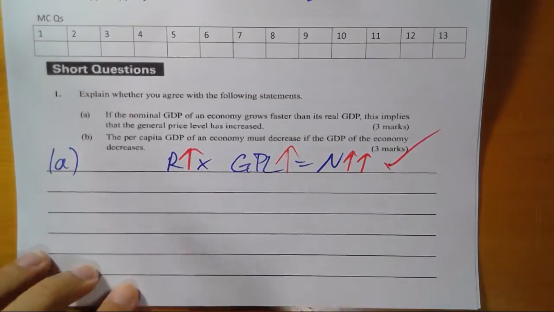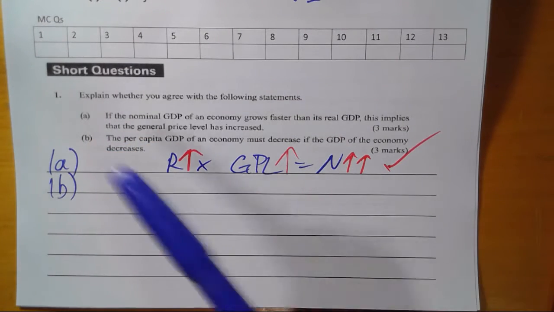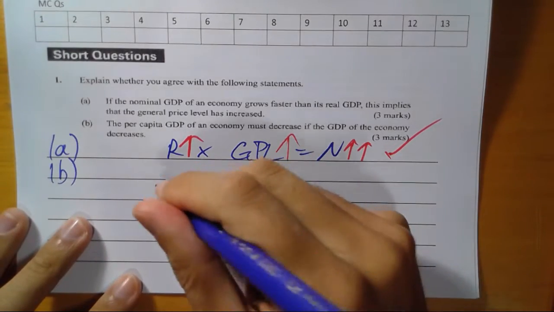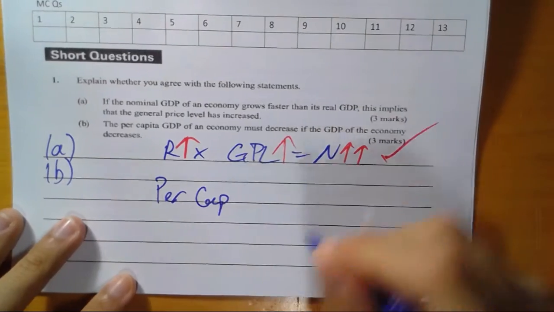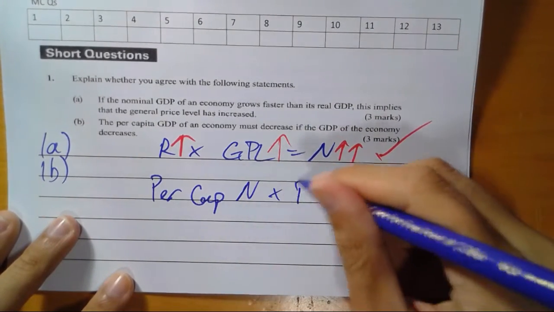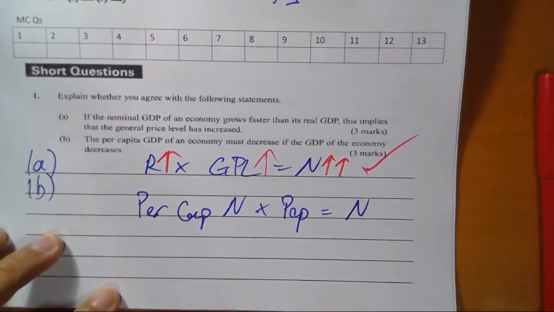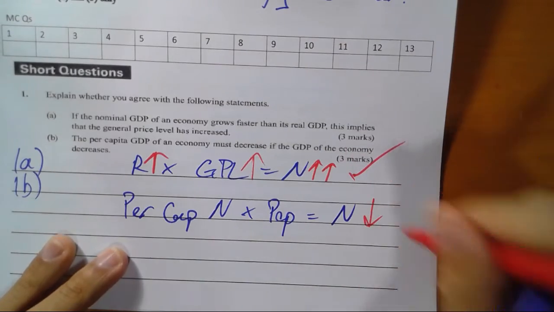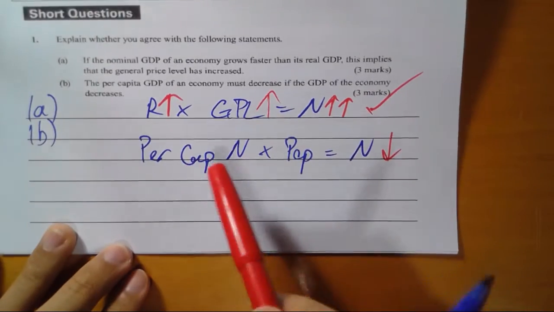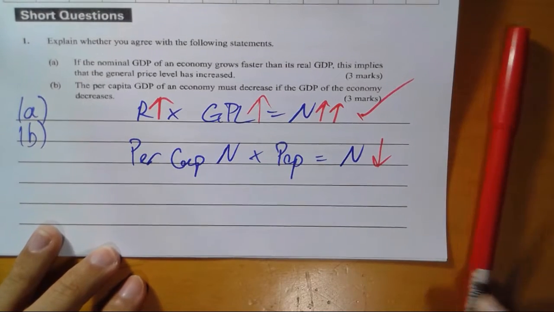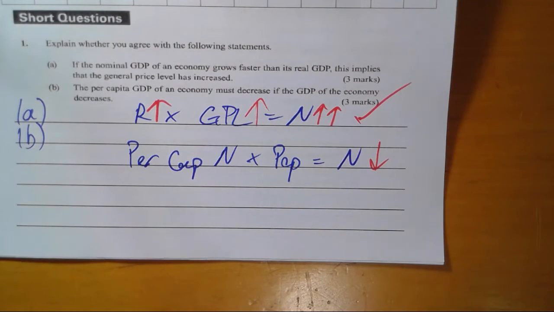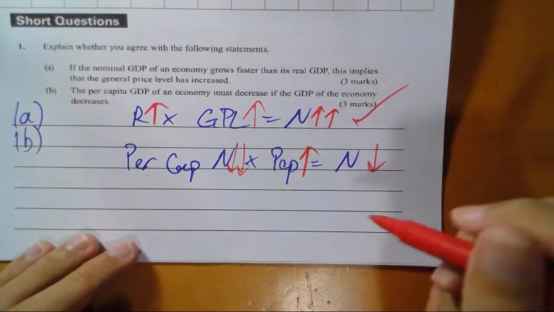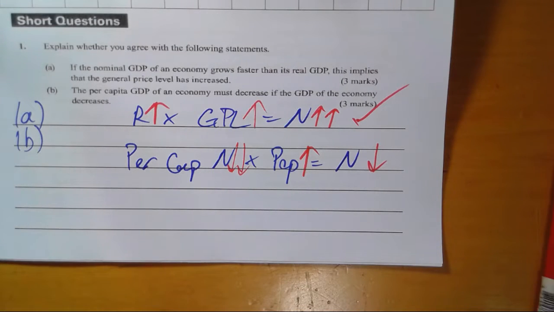I have explained this many times. Now 1B: per capita GDP must decrease if GDP decreases. Now let's see. Per cap times population equals nominal. We know that GDP decreases. Does that mean per cap must decrease? No. Now there are two cases. You can either have population decreasing and per cap increasing, this is case 1. Or you can have another case.